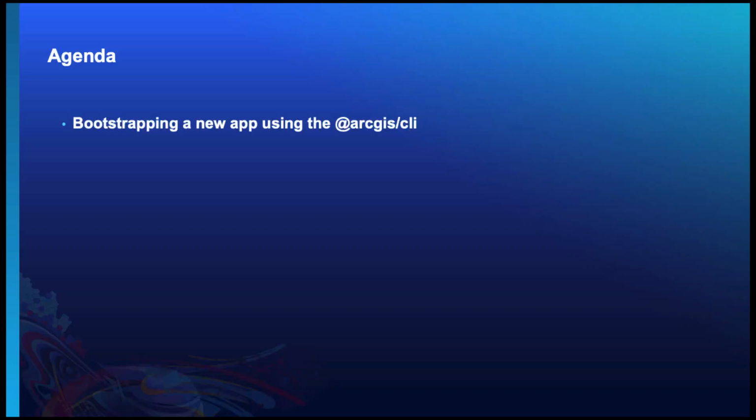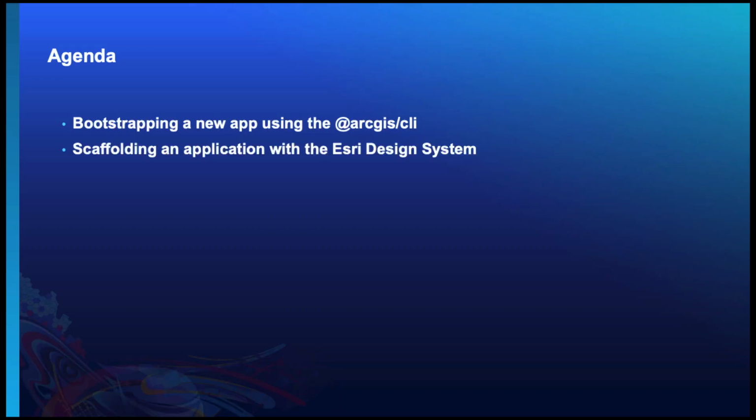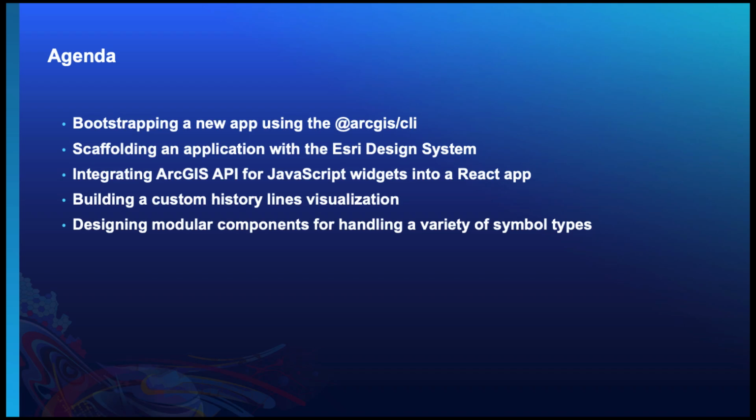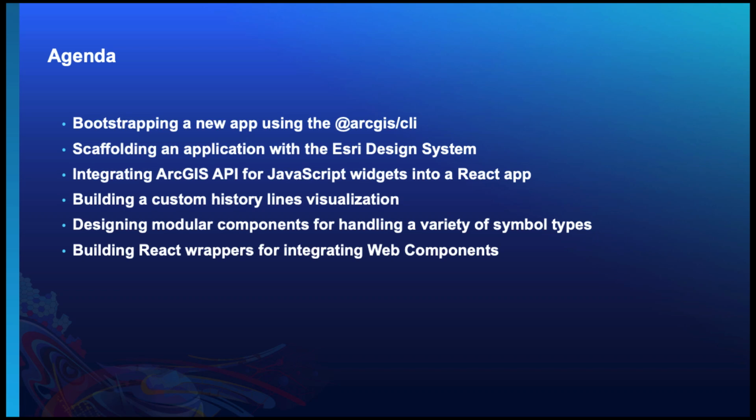In this talk, we'll be going over how we bootstrapped a new app using the ArcGIS CLI, scaffolding a new application with the components from the Esri design system, integrating ArcGIS API for JavaScript widgets into a React app, how we built a custom history lines visualization, some useful patterns for designing components that handle a variety of symbol types, and lastly, building React wrappers for integrating web components.